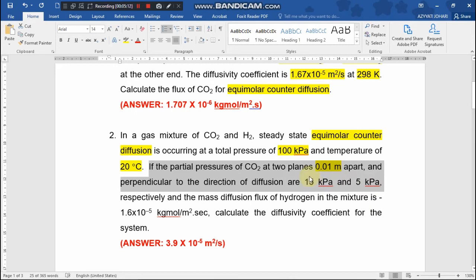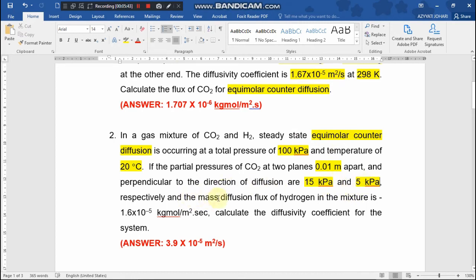So how can we know this is the partial pressure of component carbon dioxide, or component A, at point 1? It is because we know that in order for the molecules to diffuse, they must go from higher pressure to lower pressure. So that's why this will be PA1, the partial pressure of carbon dioxide at point 1, and this will be the partial pressure of carbon dioxide at point 2, PA2.